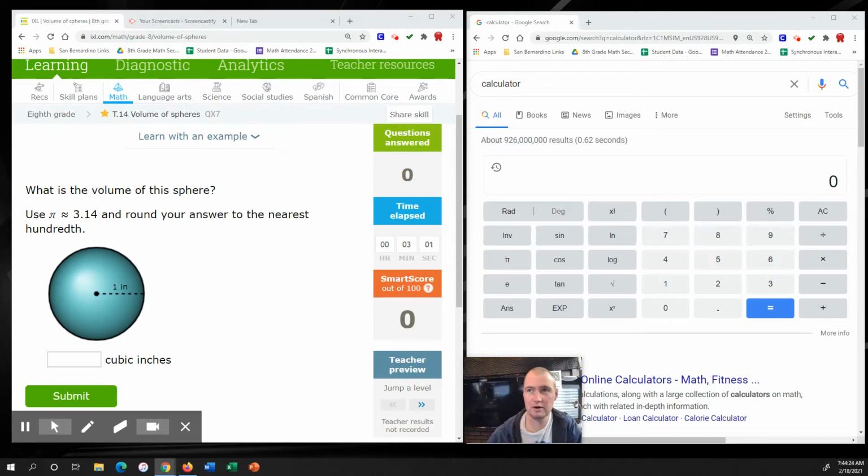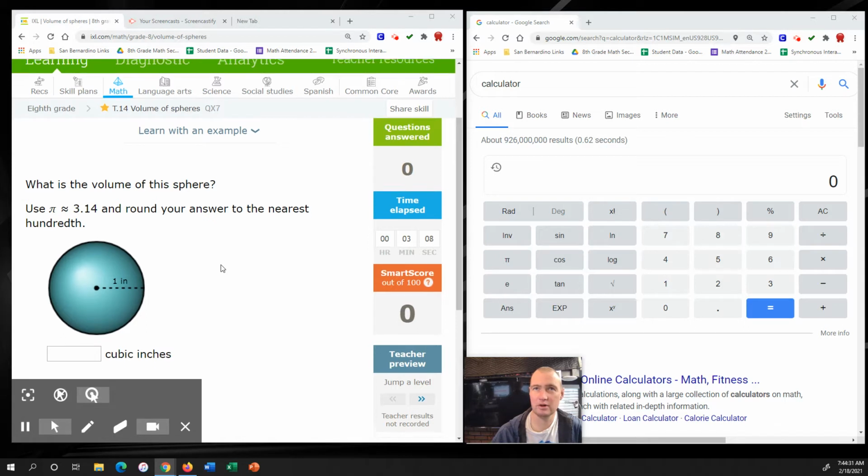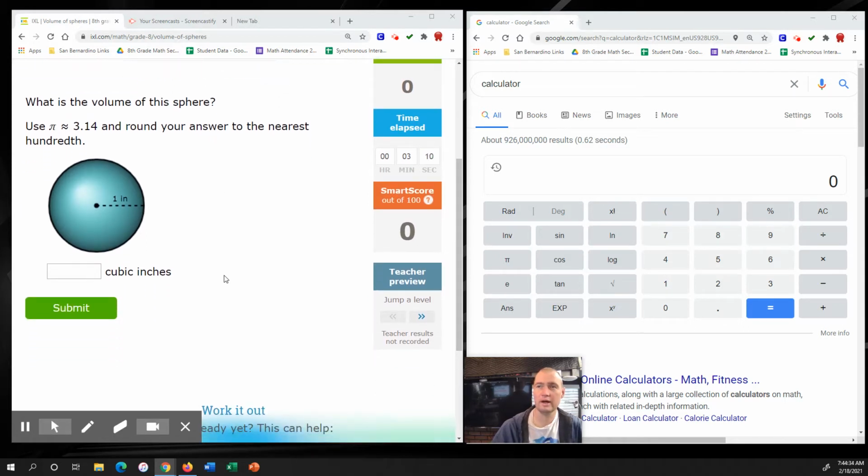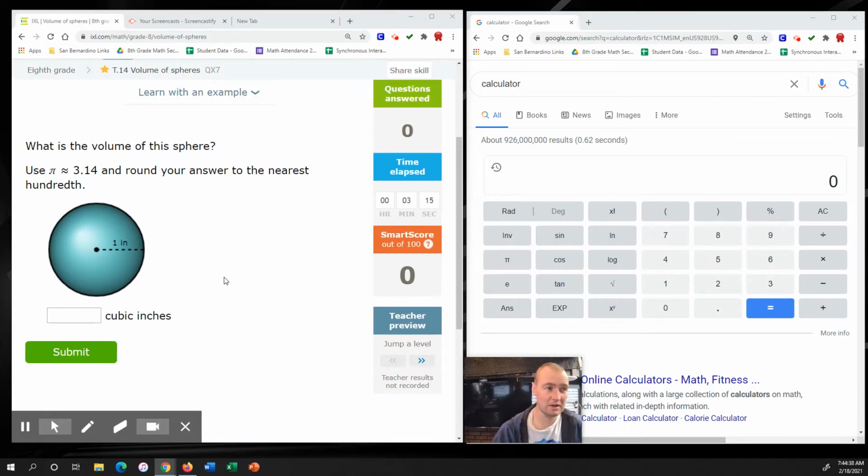Today we're working on the volume of spheres. All right. So we have a question. A sphere is basically like a basketball, a planet, or anything that's round, in 3D round, I should say. All right, so let's go ahead and get started.